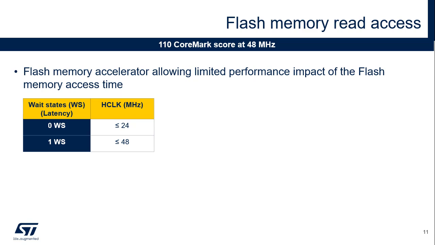The flash memory has a fixed access time, while the AHB bus frequency can be dynamically changed. That is why the number of wait states is programmable and must be set according to the actual AHB frequency, known as HCLK. Software is responsible for adjusting the number of wait states based on the HCLK frequency. Increasing the number of wait states must be done before increasing the frequency. Decreasing the number of wait states must be done after decreasing the frequency. When the number of wait states is greater than 0, the flash memory accelerator should be activated to limit the performance impact.